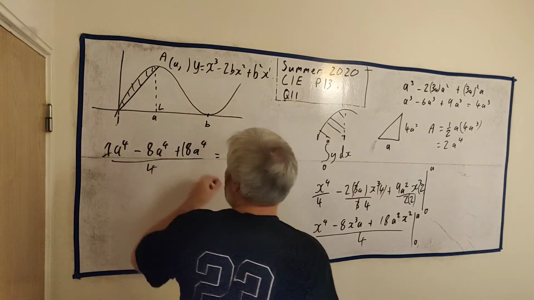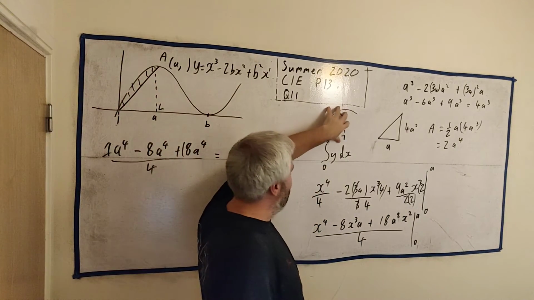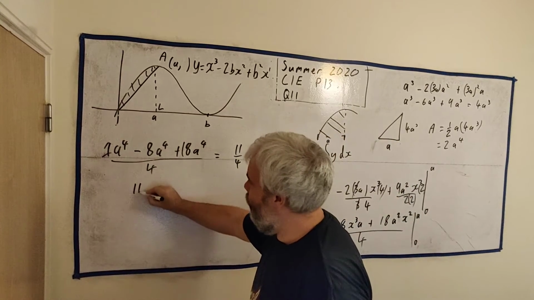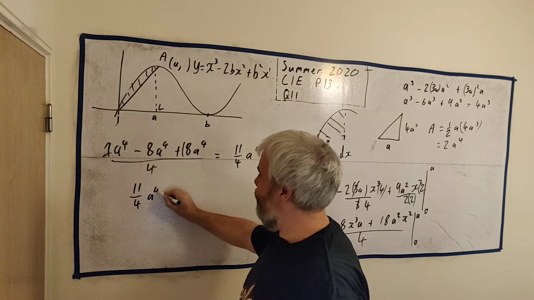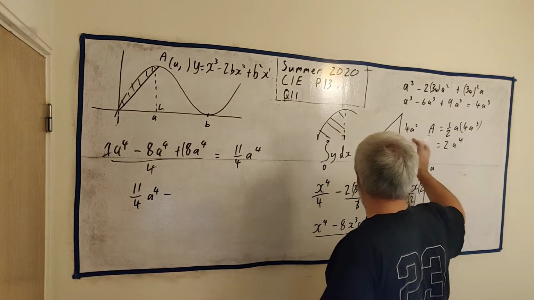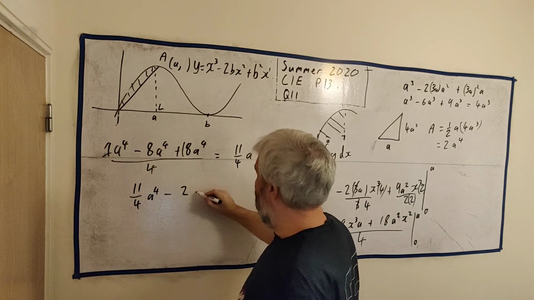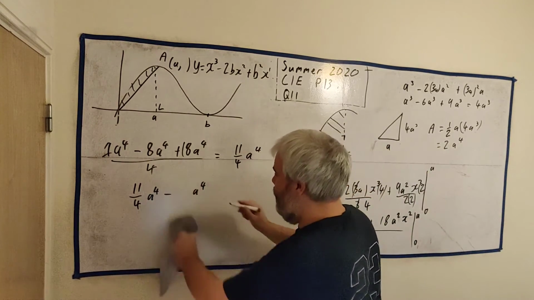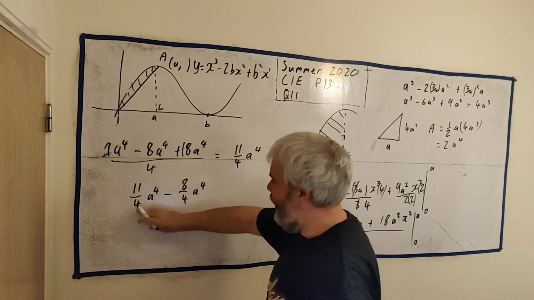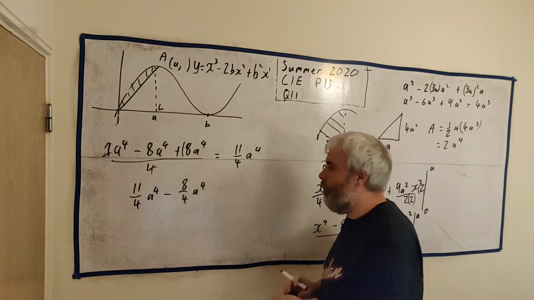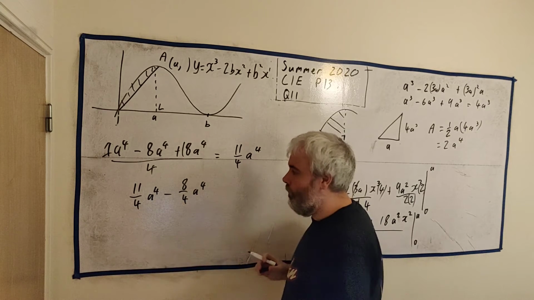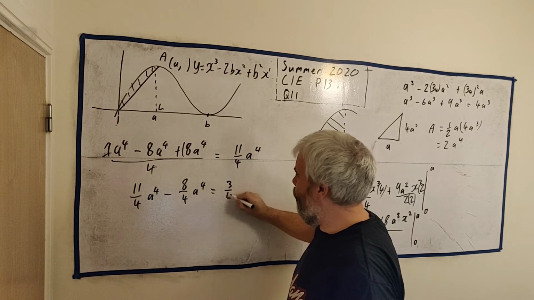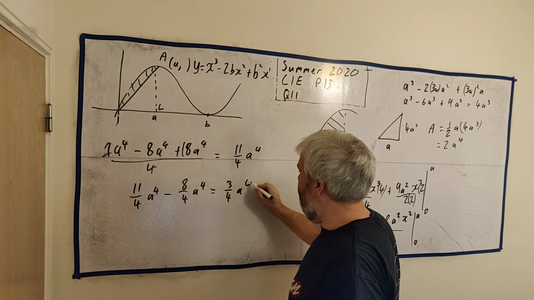So what is the area, this wedge here? It's this whole area minus this one. It's 11 over 4, a to the power of 4, minus this one here, this triangle, minus 2, a to the power of 4. Instead of 2, let's write that as 8 over 4. Again, we're just making the fractions the same on the bottom row. 8 divided by 4 is 2. I didn't really change anything. So that becomes 3 over 4, a to the power of 4.